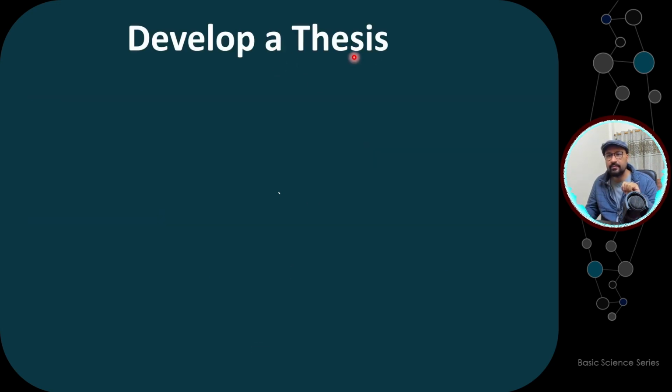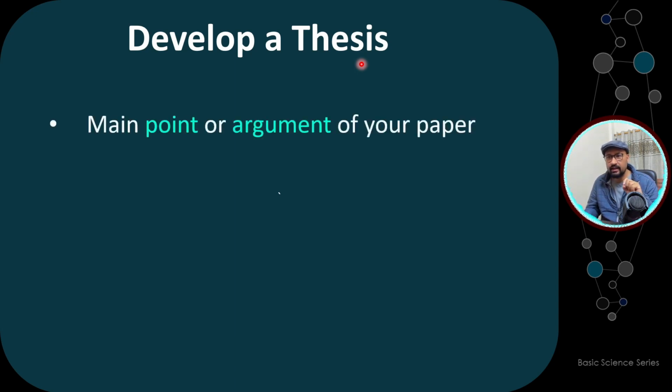Next point, develop a thesis. You need to find out a thesis statement. You need to find out what is the purpose of your research work. You need to find out that particular point, and then you have to develop that thesis, which is the main point or the argument of your paper. It can be anything. I'm not going to give the examples here. It is the main point of your research. Maybe it can be this one factor is responsible for increase in population. So you're trying to collect the literature whether that factor is actually causing increase in population or not. This is how you can develop a thesis.